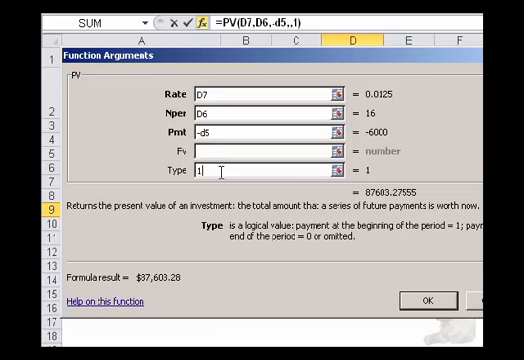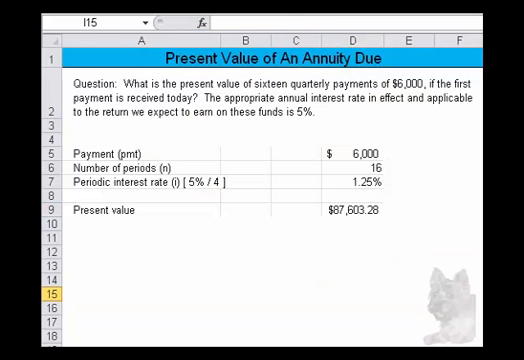And then the last parameter or variable we need to put into the present value function is the type. And type represents the logical value. You can leave it blank if it's a regular annuity. But if it's an annuity due, you need to put a 1 in there telling it that the payment occurs at the beginning of the period. Alright, so once I enter those, I hit enter, and we come back with the answer, which is $87,603.28.